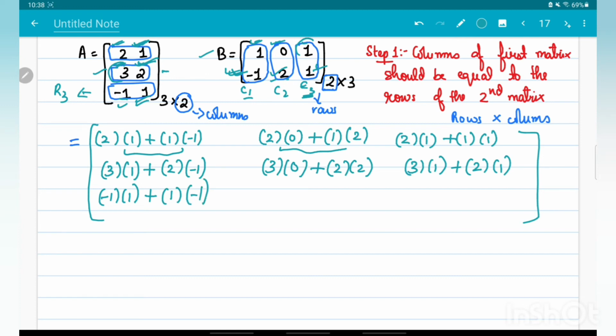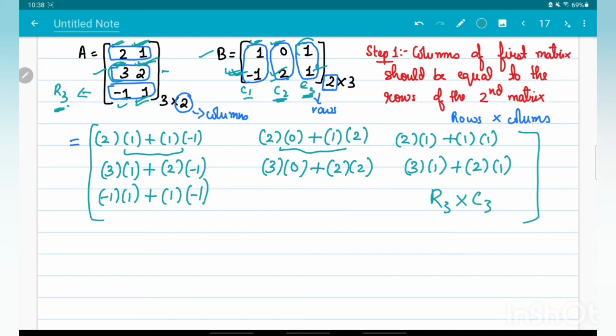Now let me multiply this third row with the second column. Basically what I'm doing is multiplying all the rows one by one with all the 3 columns. Now I'm multiplying this third row with the second column, and then I'll multiply this third row with the third column. When I multiply this row 3 with the column 2, it will come over here, and when I multiply this row 3 with the column 3, the elements will come here.